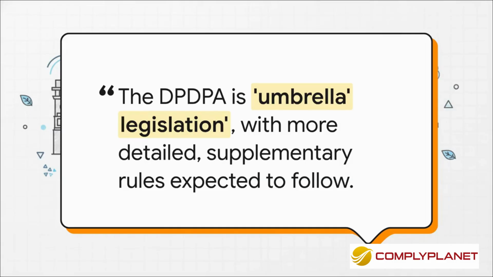And one last really crucial warning, this is not the final word. The DPDPA is what we call umbrella legislation. It's the high-level framework. There are more detailed rules that are still expected to come out that will fill in all the gaps. So this means compliance isn't a one-and-done project. It's going to be an ongoing process of staying vigilant.